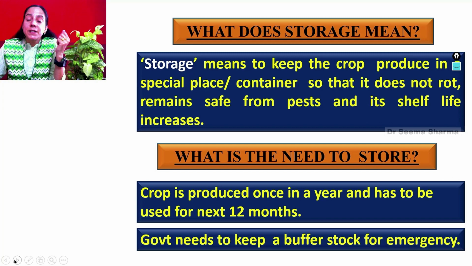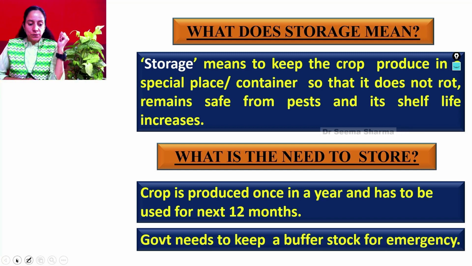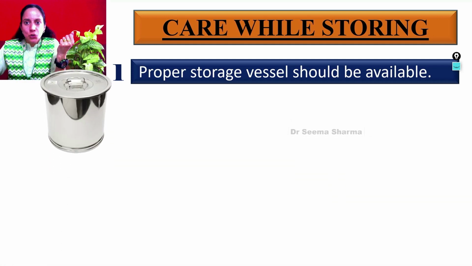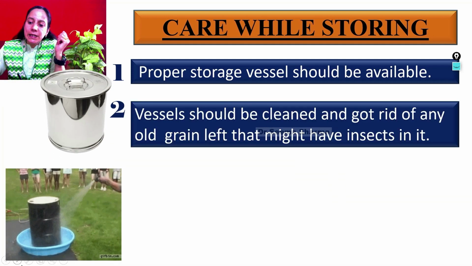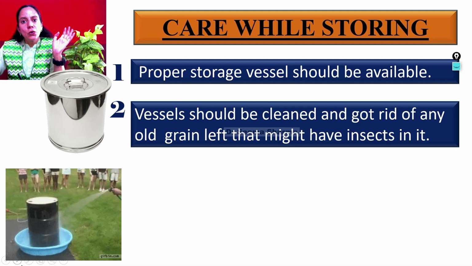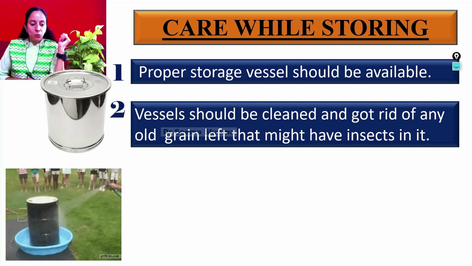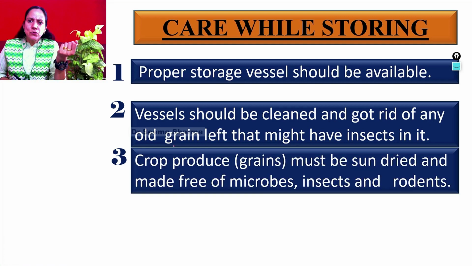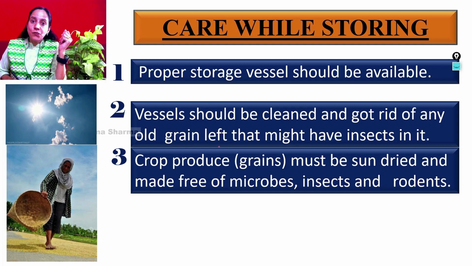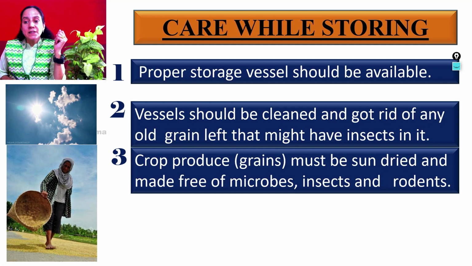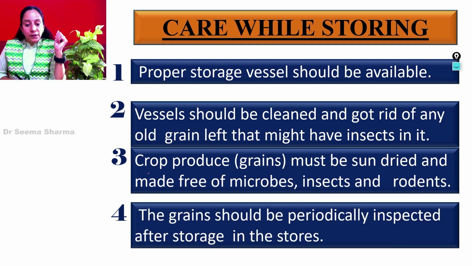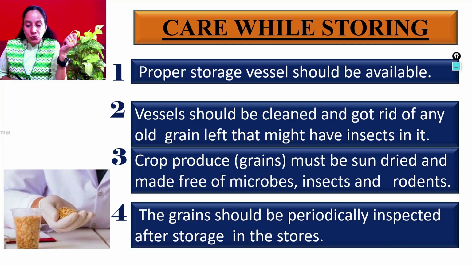Now students, certain points must be kept in mind while storing this harvested crop produce. First point, proper storage vessels should be used. Vessels should be cleaned and got rid of any old grains left that might have insects in it. Second important point. Thirdly, crop produce, which is generally grains, must be sun dried and made free of microbes, insects and rodents. The grains should be periodically inspected after storage in the stores.